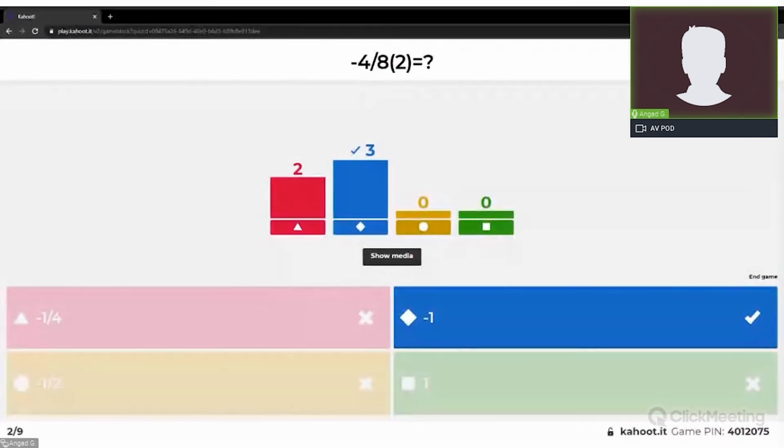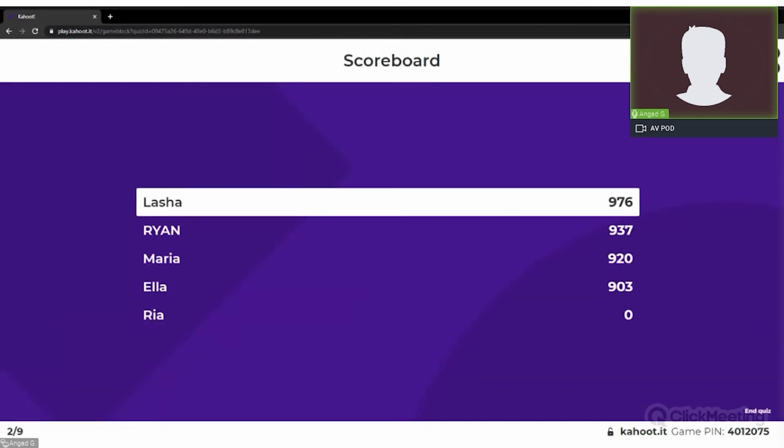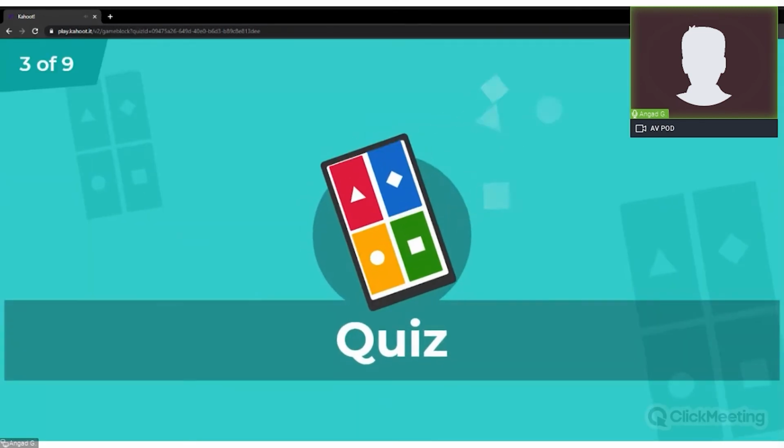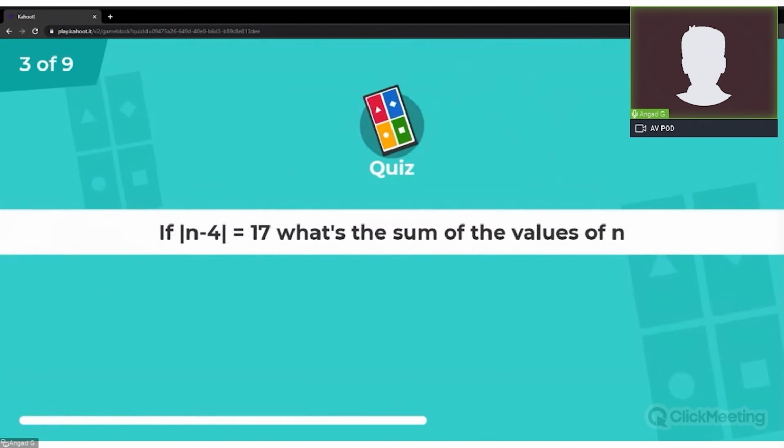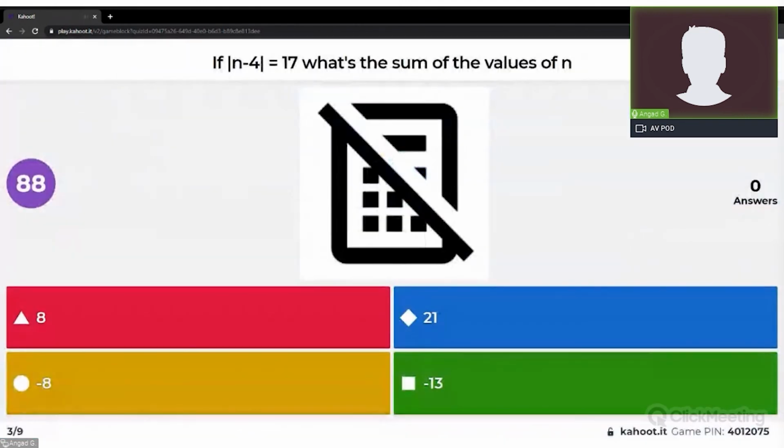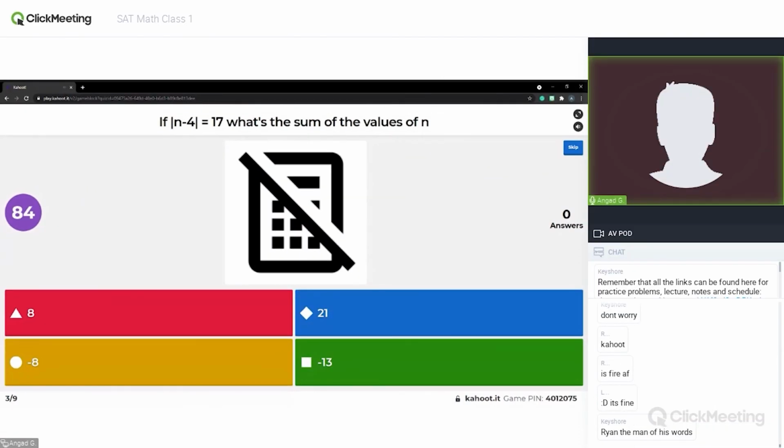Okay, yeah, Kahoot is a little... Yeah, it's hard to write it on Kahoot. Yeah, kind of whack. If you understood, it's good enough. All right. So Ryan's on top now. All right. Okay. Be careful what the question's asking you for, by the way. What is the sum of the values of n?